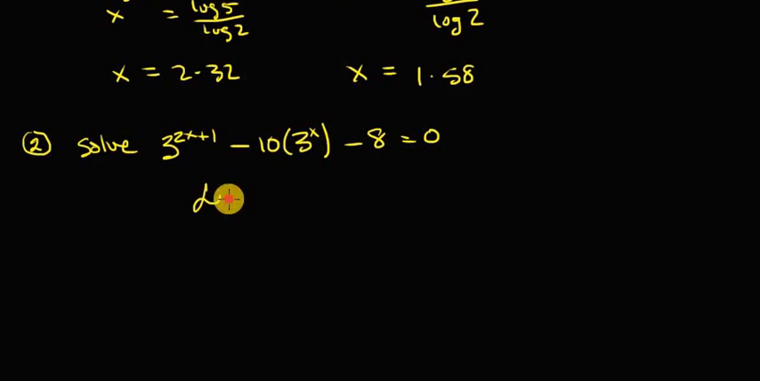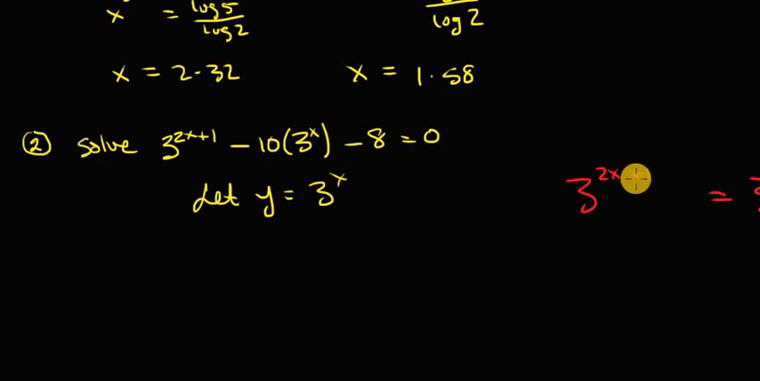So we're going to be saying let y equal 3 to the power of x. But what about this bit here? What about the 3 to the power of 2x plus 1? Well, this is just equal to 3 multiplied by 3 to the power of 2x.